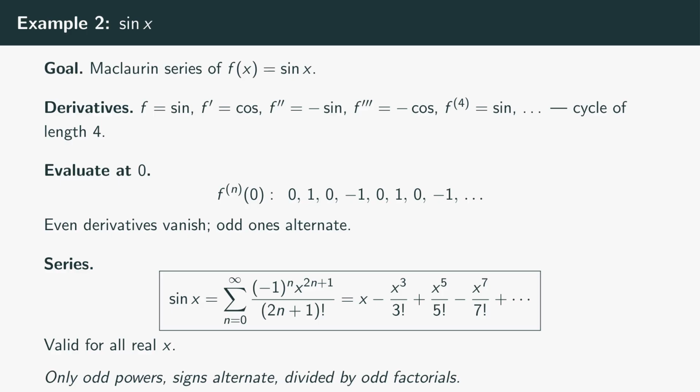Features: only odd powers, because sine is an odd function. Signs alternate, courtesy of cosine and minus sine cycling. Denominators are odd factorials, which again grow fast enough that the series converges for every real x and every complex x. Same ratio test argument as e to the x.